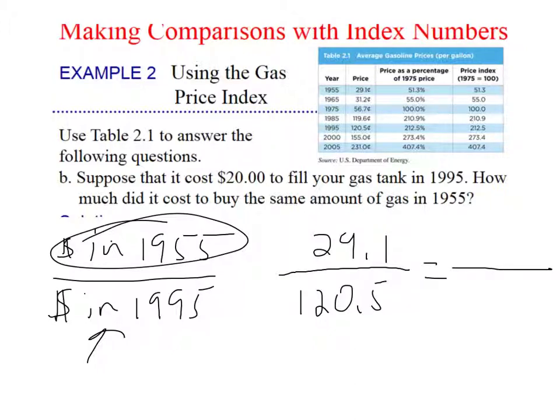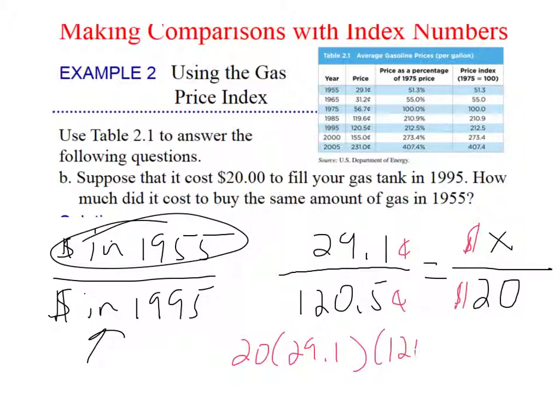And since I'm working with 1955 amounts over 1995 amounts, I'm just going to stick the 20 here, and then I'm going to cross multiply and then divide to find the answer. Now I don't have to worry about units here, because even though I'm working with cents on the left hand side, I'm working with dollars over here. So it'll work out to be the same. The units will cancel out, so I'll be left with dollars. So basically I'm doing the 20 times 29.1 times 120.5, and that will be the amount of money.